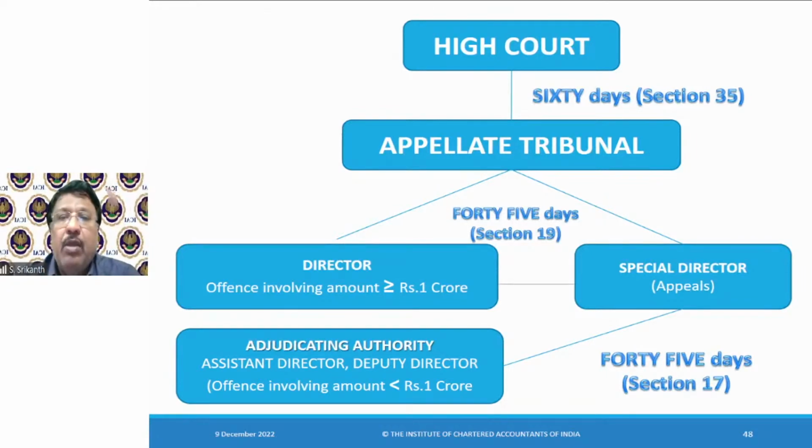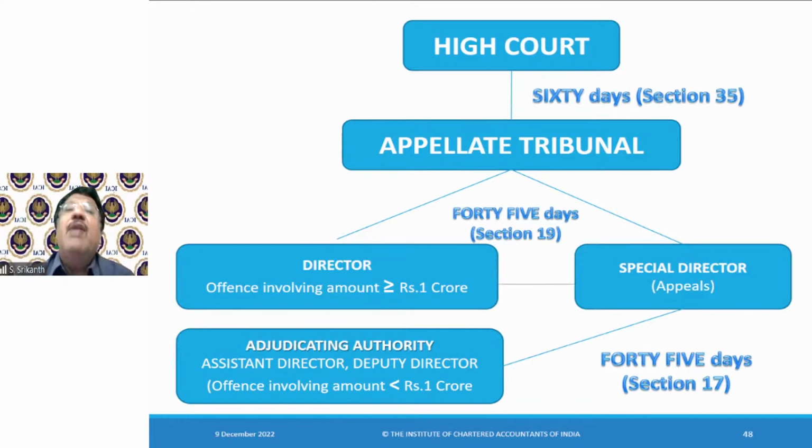Okay. So there again, see, the time limit is given, 45 days. Again, from special director to director, 45 days, etc. And within that, of course, all these bodies have power to condone the delay if a suitable cause is shown. They are expected to complete the appeal within 6 months, preferably, as soon as possible, but within the period of 6 months.